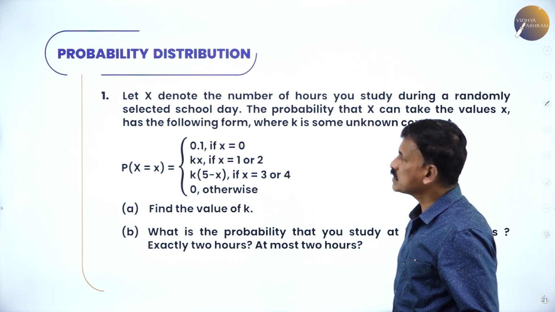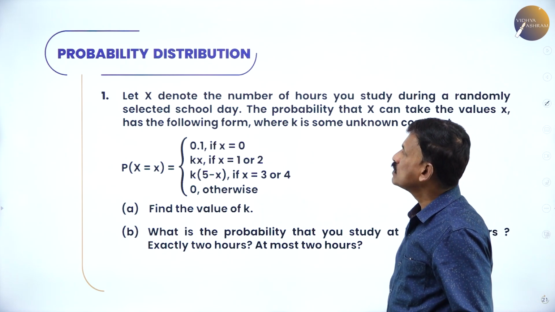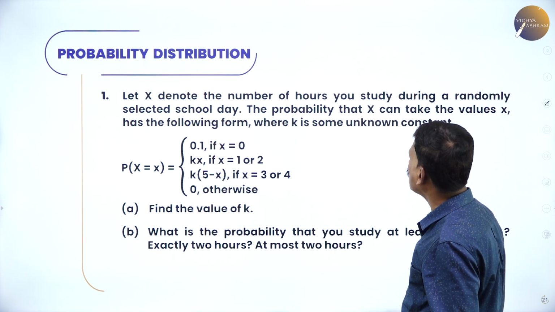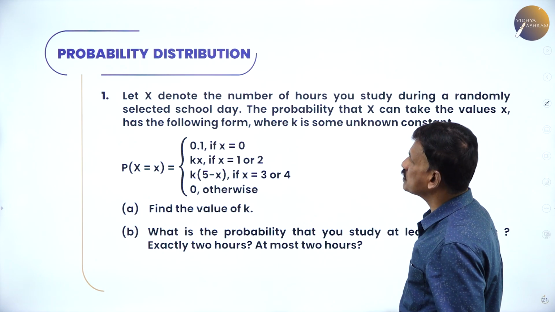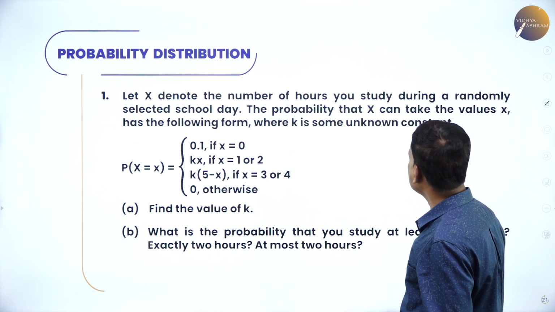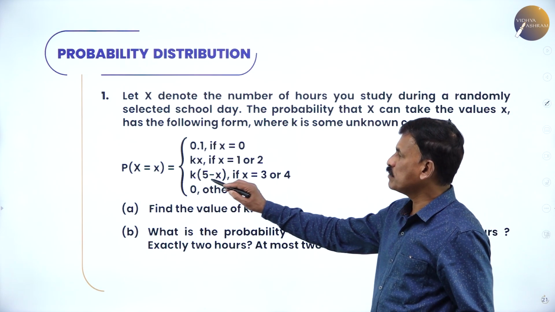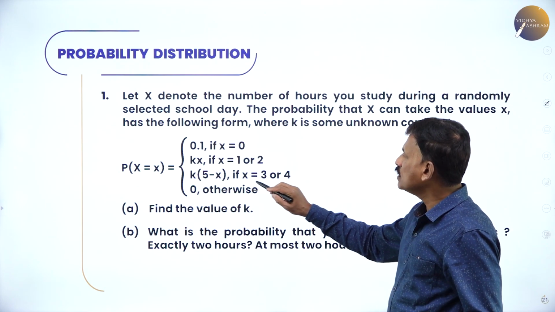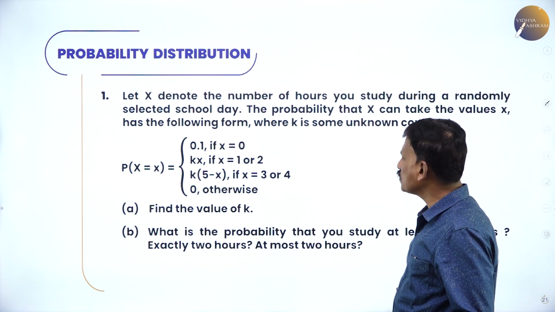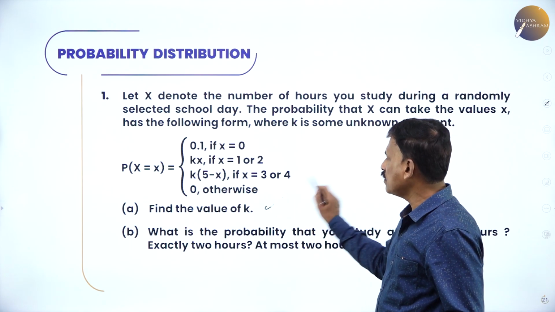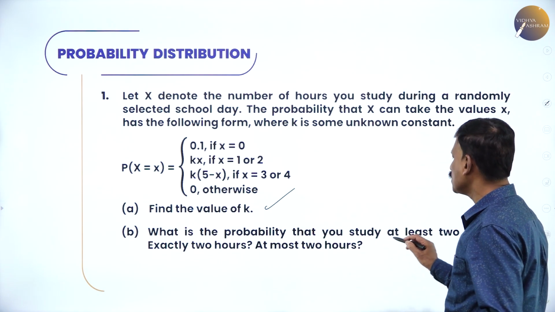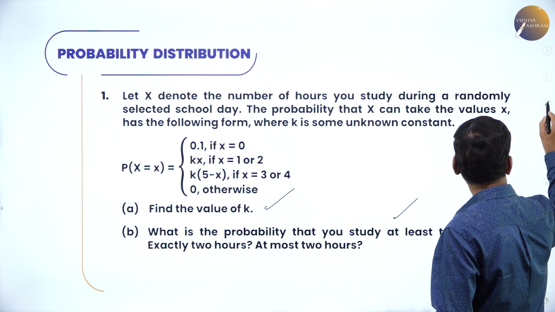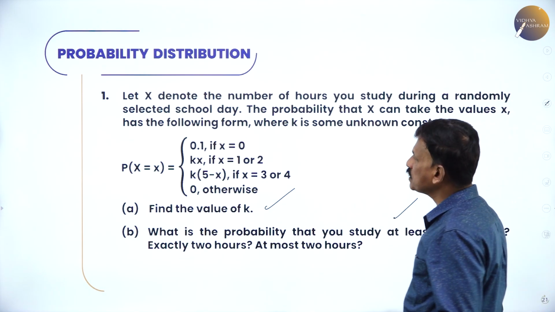Okay. Now, let us take some problems on probability distribution. Let X denote the number of hours you study during a randomly selected school day. The probability that X can take the values has the following form, where K is some unknown constant. That is, P of X is equal to 0.1 if X is equal to 0, Kx if X is equal to 1 or 2, K into 5 minus x if X is equal to 3 or 4, 0 otherwise. Find the value of K, and what is the probability that you study at least 2 hours, exactly 2 hours, at most 2 hours. Now, this is a very important problem. Just find out K first.